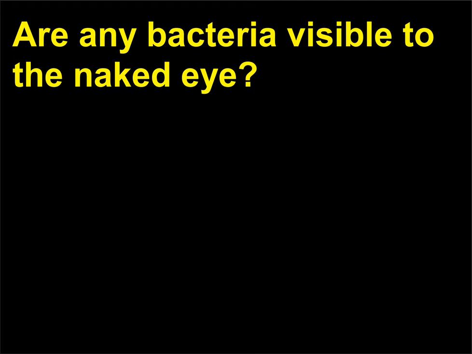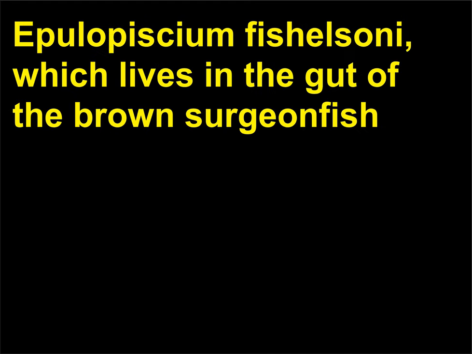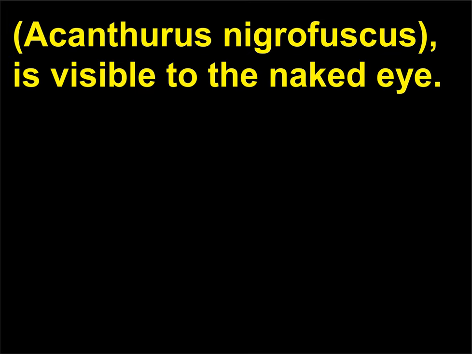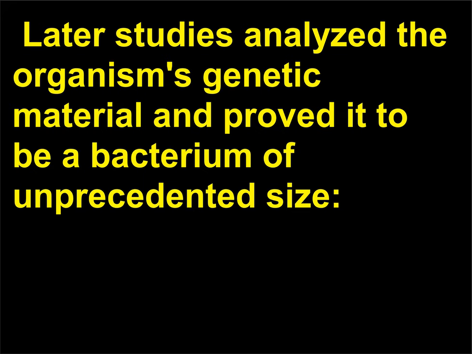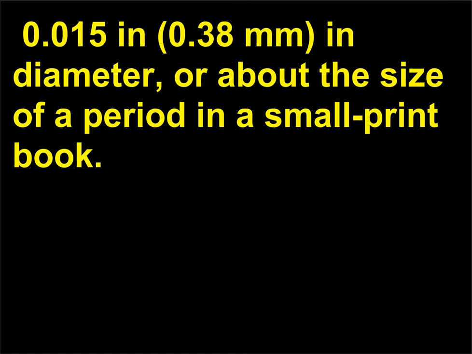Are any bacteria visible to the naked eye? Epulopiscium fishelsoni, which lives in the gut of the brown surgeonfish, Acanthurus nigrofuscus, is visible to the naked eye. It was first identified in 1985 and mistakenly classified as a protozoan. Later studies analyzed the organism's genetic material and proved it to be a bacterium of unprecedented size, 0.015 in, 0.38 millimeters, in diameter, or about the size of a period in a small print book.